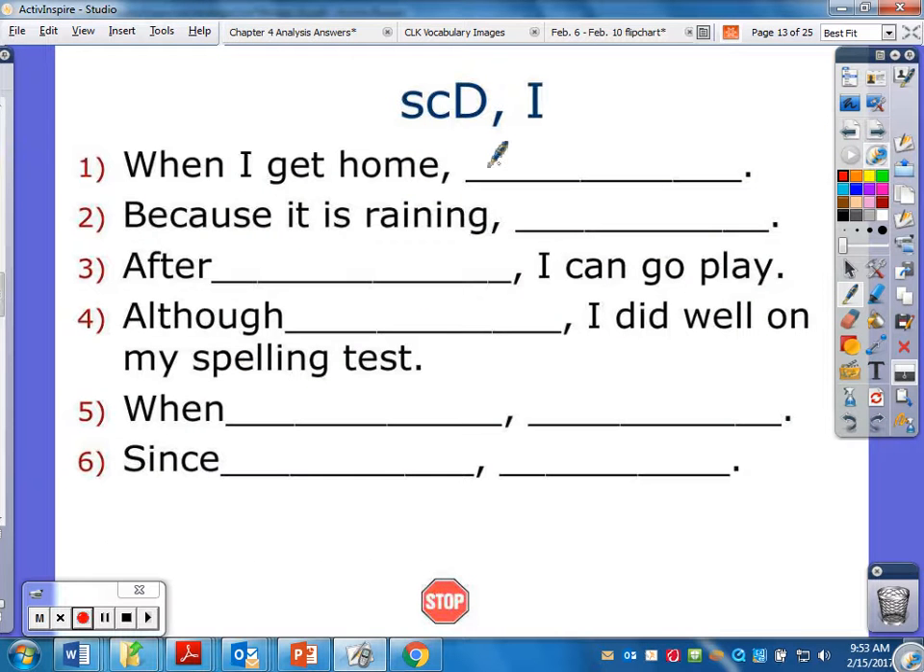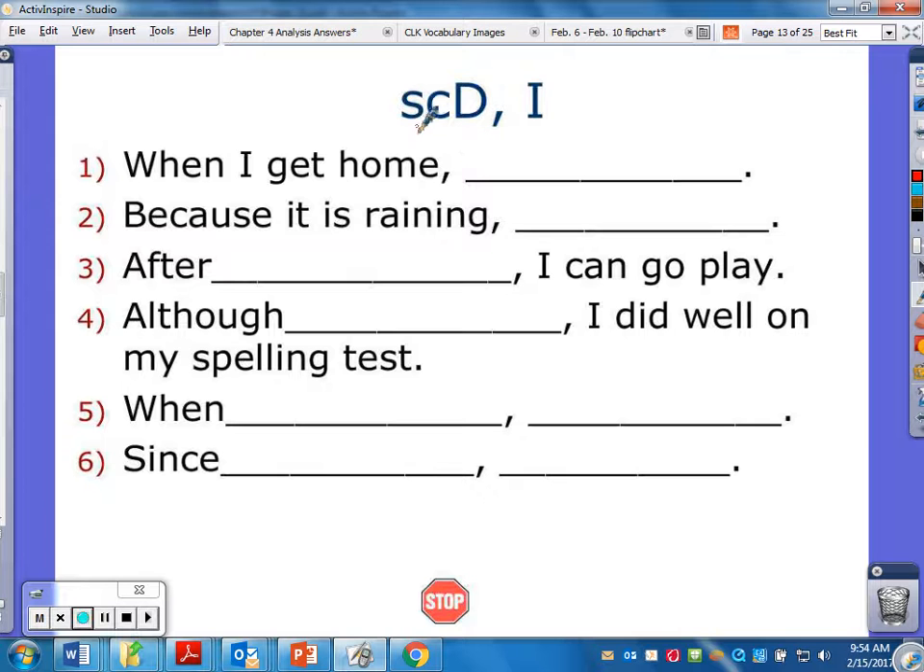Let's have some more practice. This is our sentence formula that begins with subordinating conjunction, dependent clause, comma, independent clause. So you see that in every one of these sentences, we start with a subordinating conjunction, and because we start with a subordinating conjunction, that means that we are starting with our dependent clause, and we are putting commas. So when I get home, what will you do? When I get home, I will eat a snack. Because it is raining. Well, what happened? Because it is raining, the game was canceled.